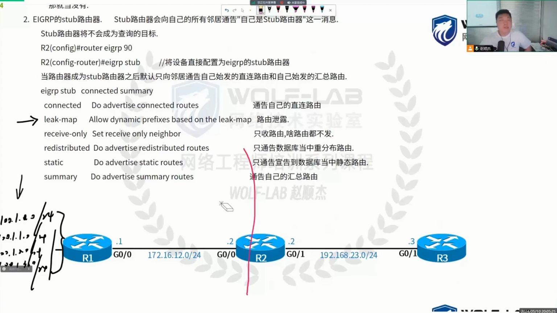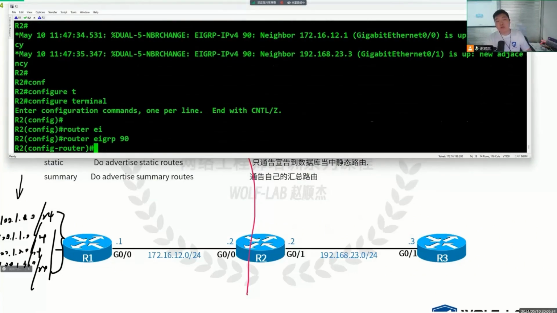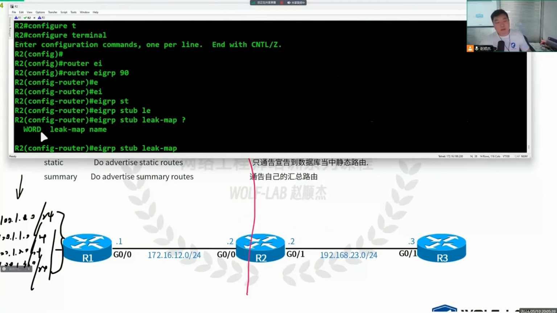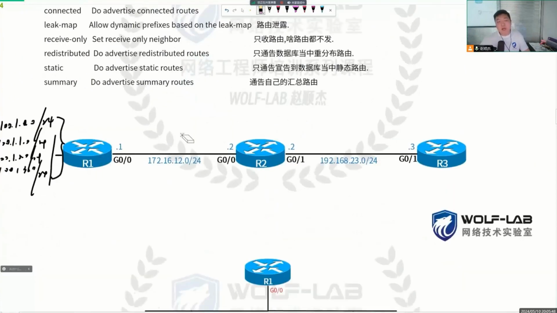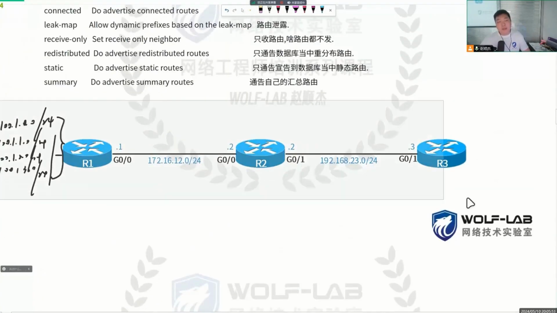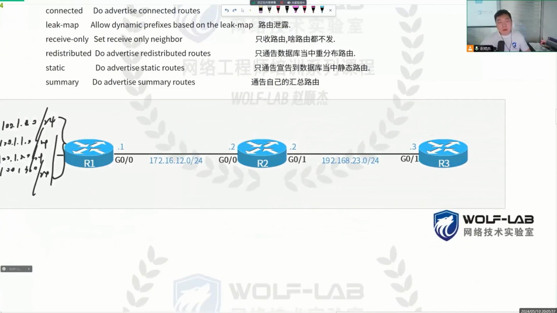EIGRP Stub. What exactly is a leak map? It has a name. The name of the leak map, let's introduce what it is. In our future networking studies, it's an indispensable tool known as the route map. In Cisco's context, it's called a route map. Huawei and H3C refer to this tool as route policy, meaning routing strategy. In Cisco, we call it a route map, which does what exactly in routing?